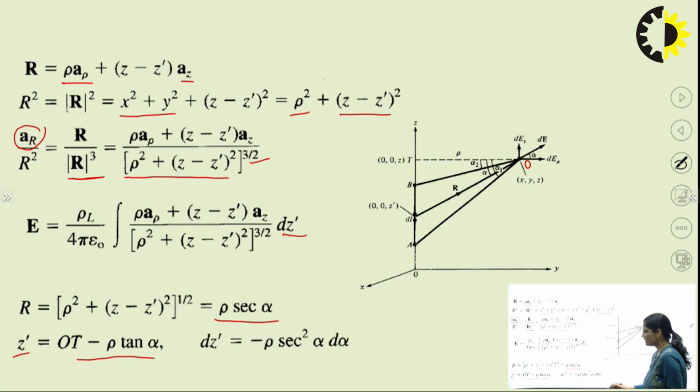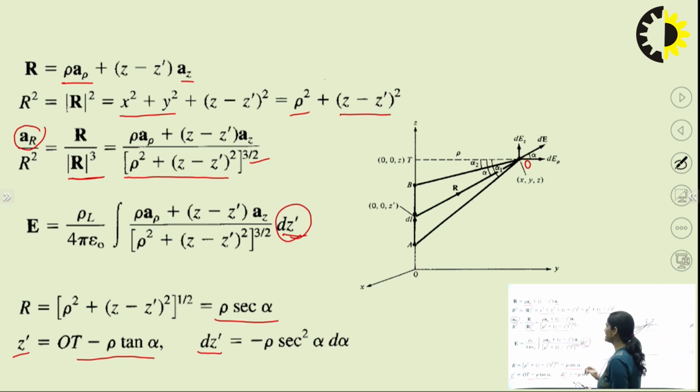Now if you want to find dz dash, because we have to put the value of dz dash here, find dz dash by differentiating this value, so it is equal to minus rho sec square alpha d alpha. So this is the value of dz dash, so put this value here and you will get the electric field intensity.